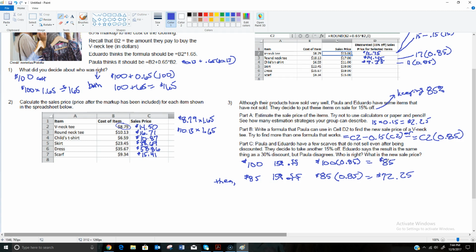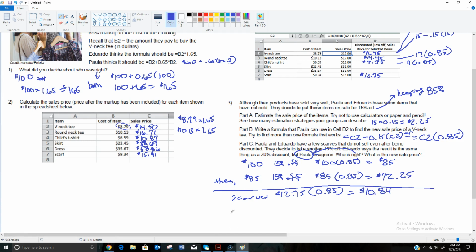So who is right? Paulo was right. And then what is the new sales price? Let's look at the scarves. The scarves were the same as the V-necks, so they were selling for $12.75. If I wanted to mark that down again for the scarves, I would take $12.75 times 0.85 to take the 15% off, and that gets me $10.84. So the answer to that question is it would cost $10.84.